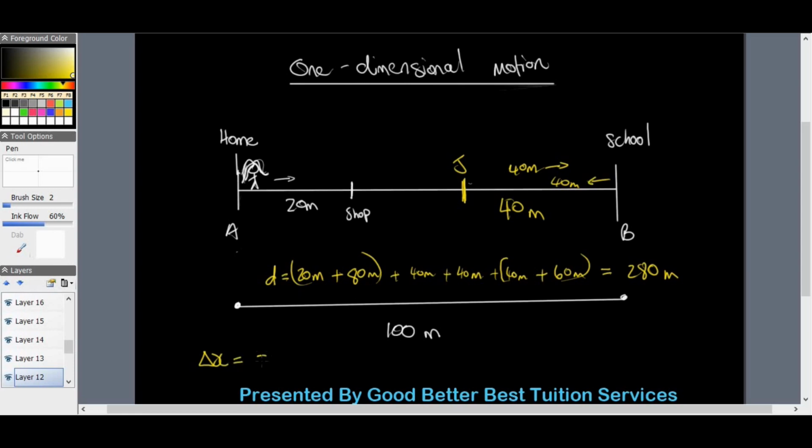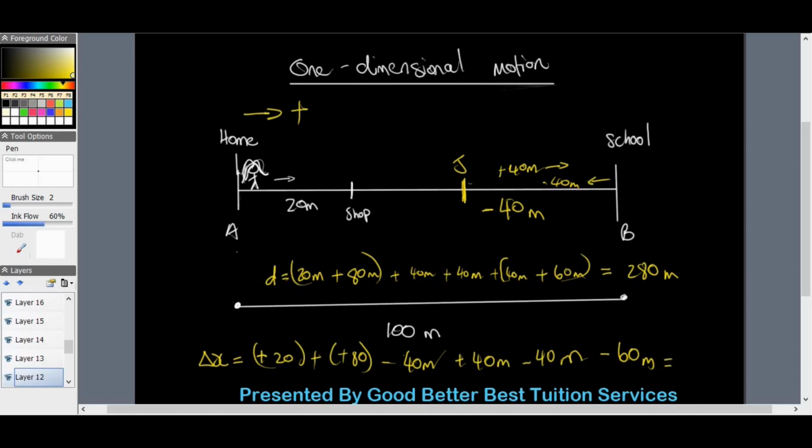So you got 20 meters. That's positive 20 meters because this way is your positive direction. So you got positive 20, plus positive 80. Then minus 40 meters, this one. Plus 40 meters, this one. Minus 40 meters, this one. Minus 60 meters, back home, back to point A. That will give you your delta x.